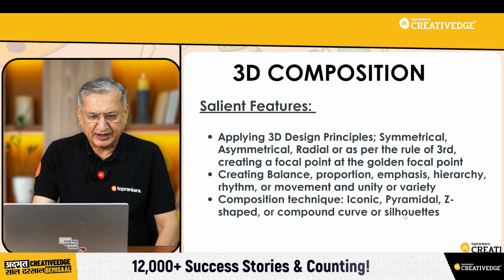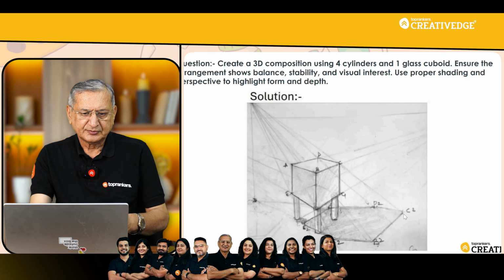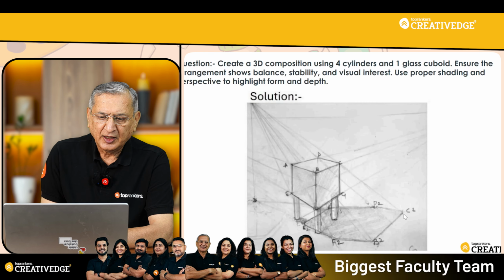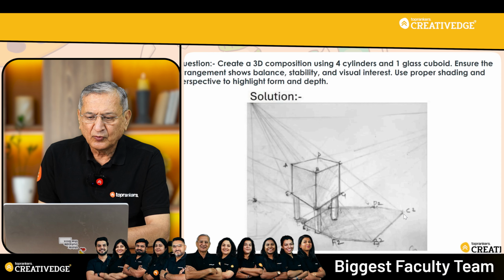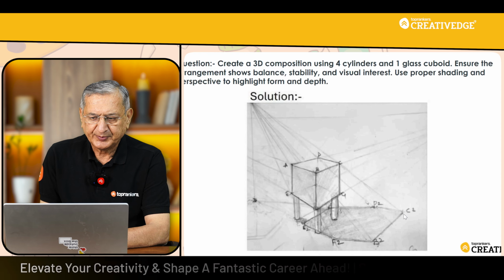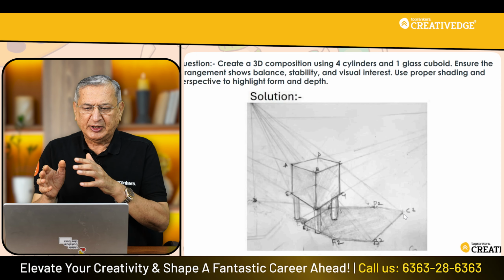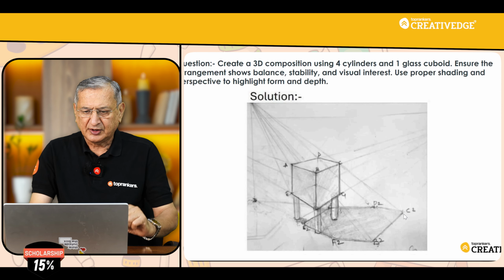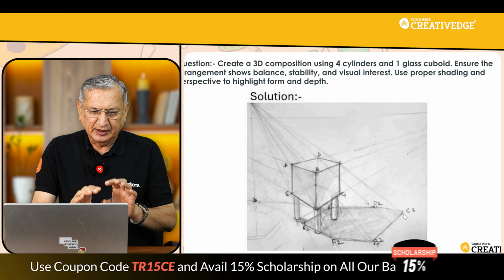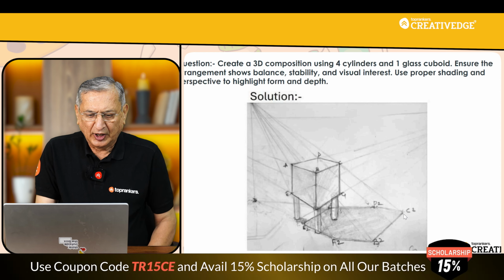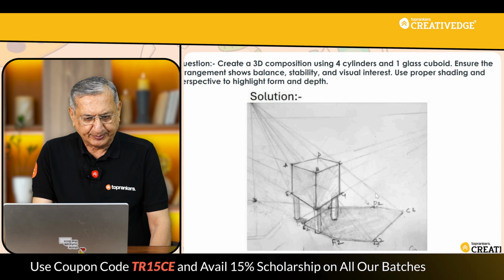Let's see a practical example. Question: a 3D composition using 4 cylinders and 1 glass cuboid. Ensure the arrangement shows balance, stability, visual interest, use proper shading and perspective to highlight form and depth.